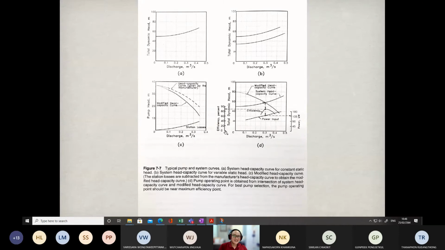We can do it like this. This is the curve showing the total dynamic heads at various discharges. So this is the HQ curve. Okay, this is the HQ curve. So we have to establish this curve.